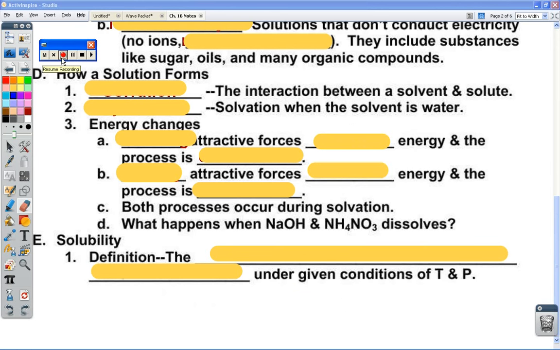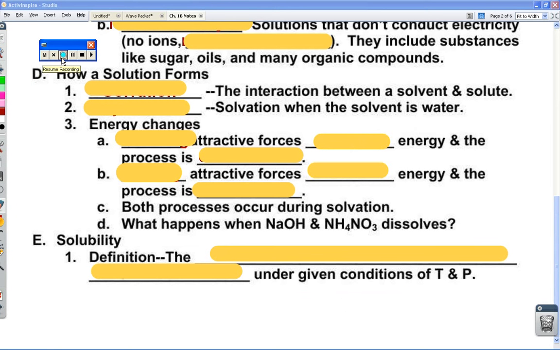Here we go, solubility. We have the definition of solubility. We started talking about it earlier with how a solution forms, with the solvation. You guys remember me doing that? Okay. So the definition of solubility.